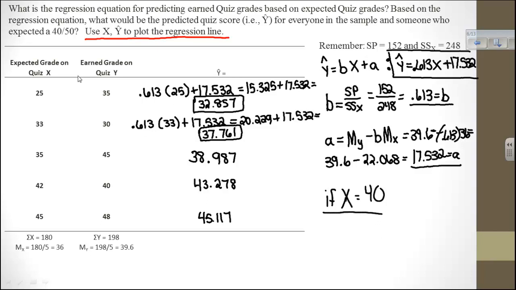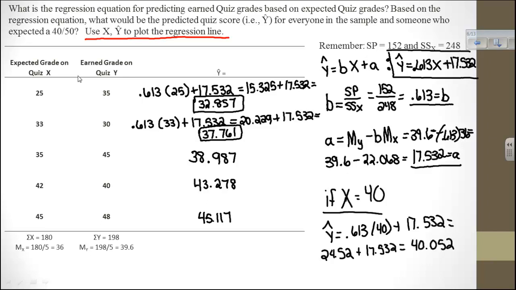Well, we would think based on, again, the equation, y hat equals 0.613 x, in this case x is 40, plus 17.532. Well, 0.613 times 40 gives you 24.52. And add that to 17.532, and you get 40.052. That is the predicted y in this case.